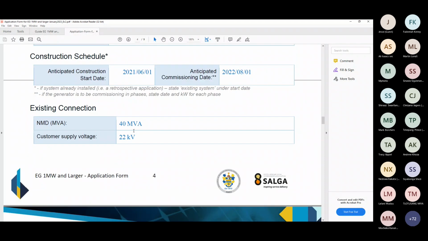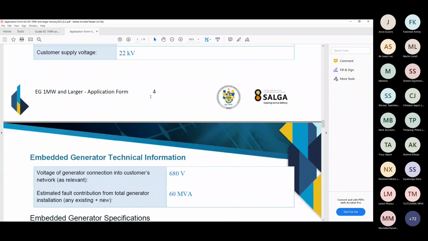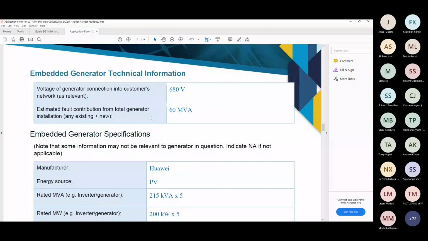The existing NMD is about 40 MVA at 22 kV. So what voltages are they going to connect? And many of these inverters have transformers already, so you get them as a unit. And then what's the estimated fault contribution?